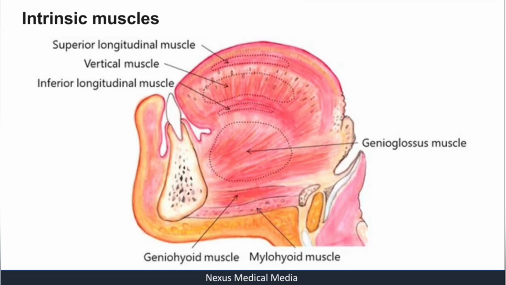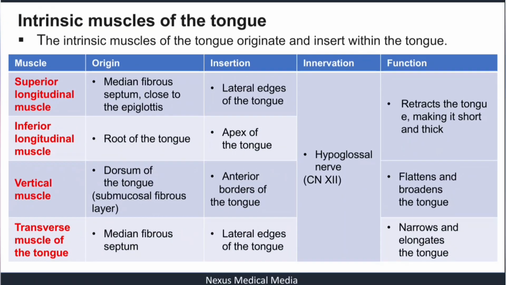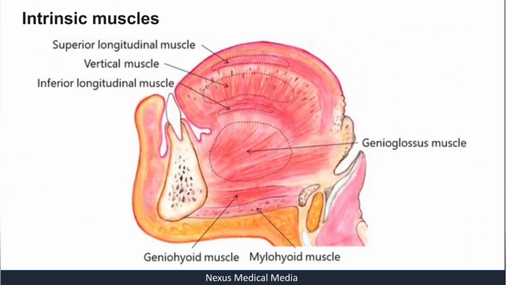For now, let's talk about the intrinsic muscles. The intrinsic muscles are here. I will just go through them, and then I will show you different organization and functions. You can see here the superior longitudinal muscle, vertical muscle, inferior longitudinal muscle indicated here, and here is the genioglossus muscle.